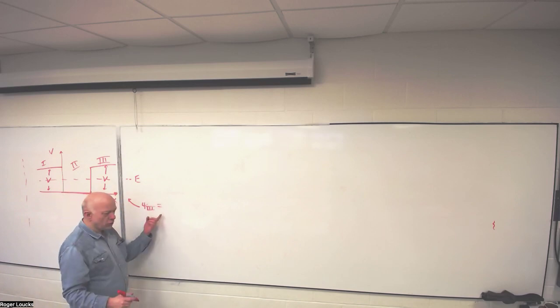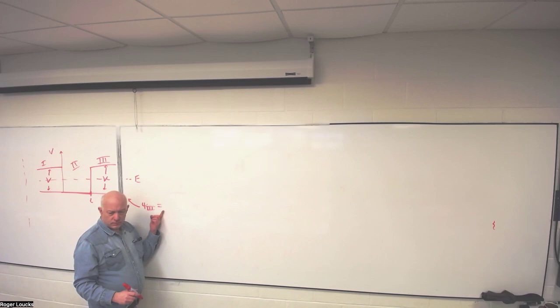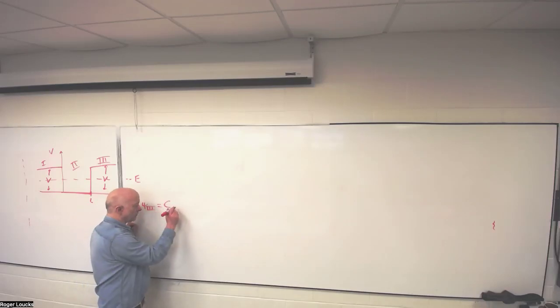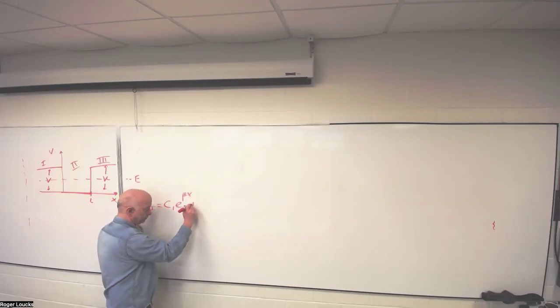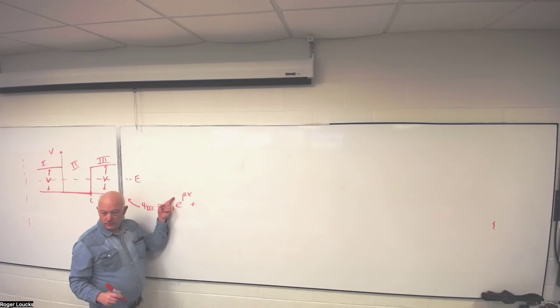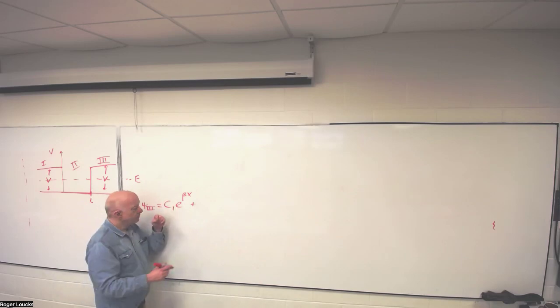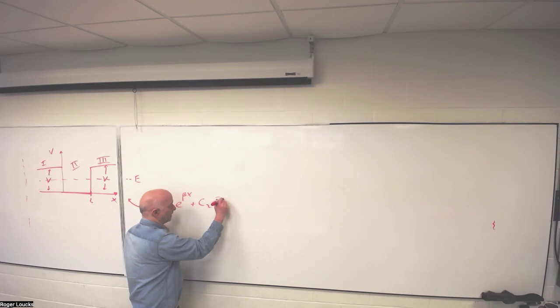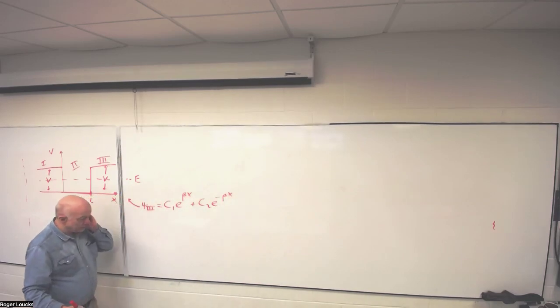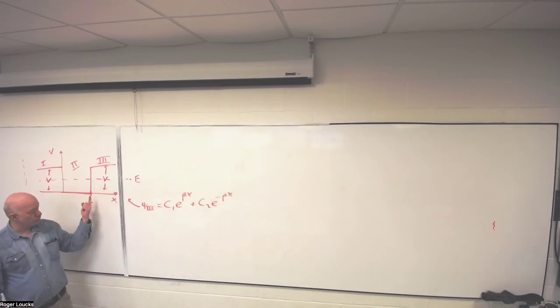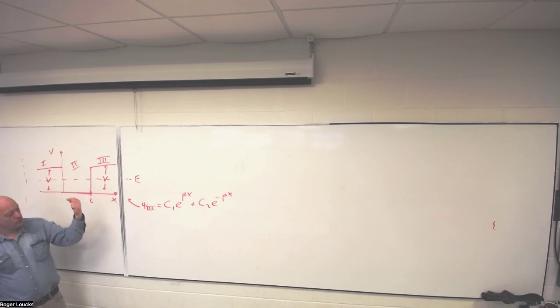is we had C1, I like to give the same notation as possible. This is C1 e to the beta x. Then C2 e to the minus beta x. We have that, and this is going to be true for this region here. But there's a problem with that.